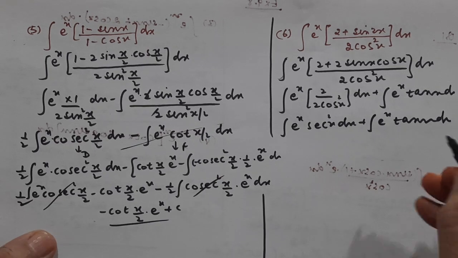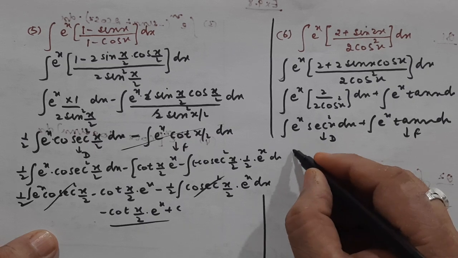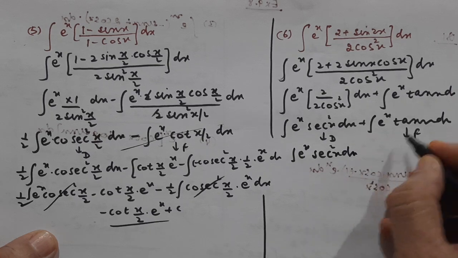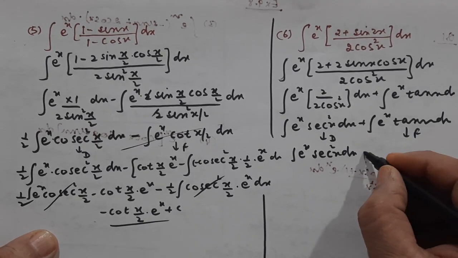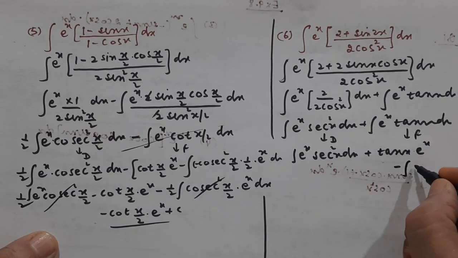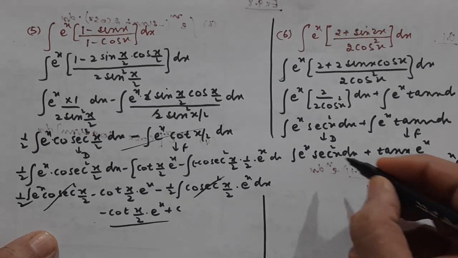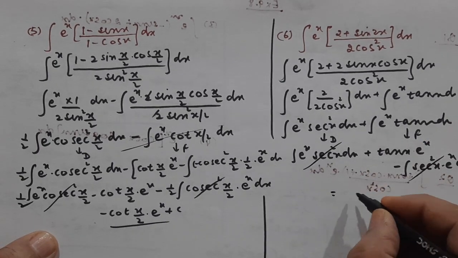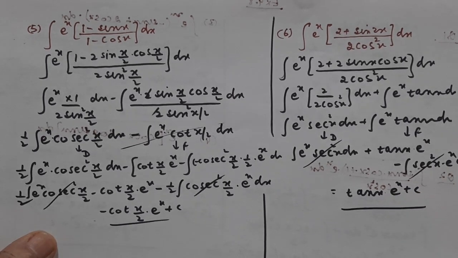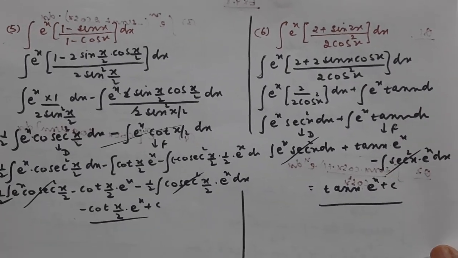Now here again tangent x is the function and its derivative is secant square. So as I told you, we keep this factor as it is, and here in the function we use the formula. First function tangent x, integral of e power x, minus derivative of tangent x, which is secant square x, into e power x dx, and this factor gets cancelled with this. So we get tangent x into e power x plus c. So this is the solution of this question, students. I hope this is clear to you, students.